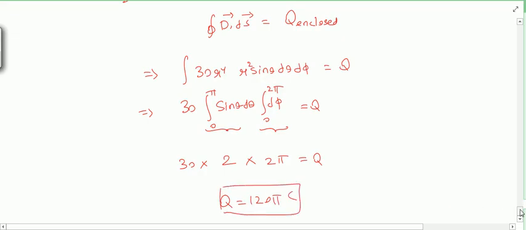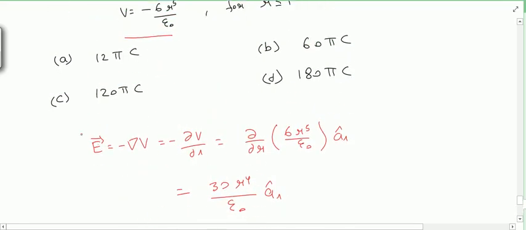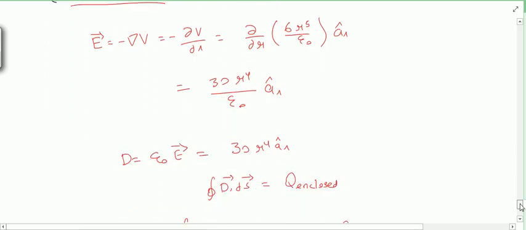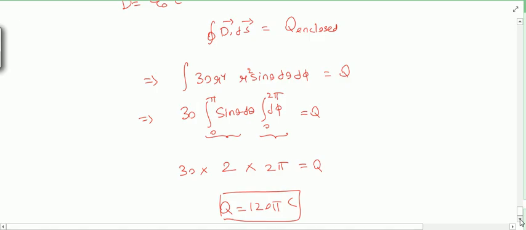Let us see which one from the given options was correct. Here you can see option C, 120 pi coulomb, is the correct option. In this way you can find the value of charge Q. You have to first find E, then D, then apply Gauss theorem and find the charge for a given potential field.